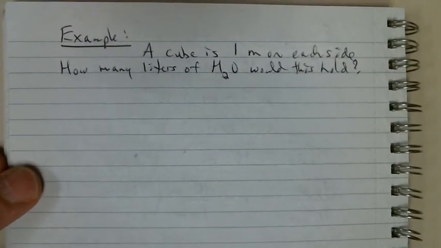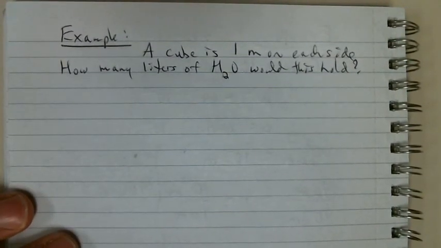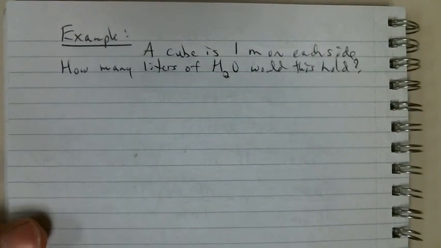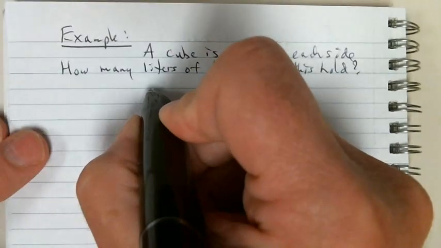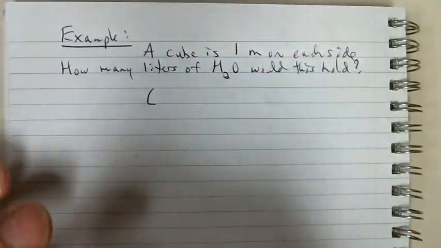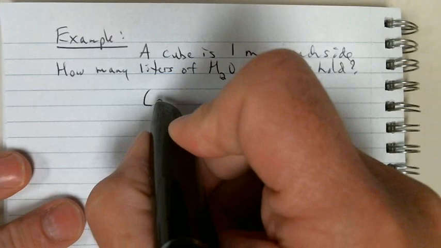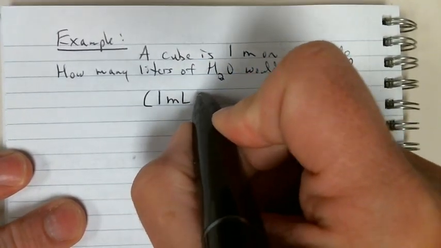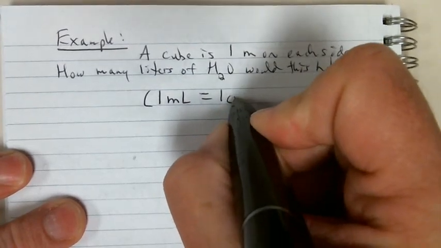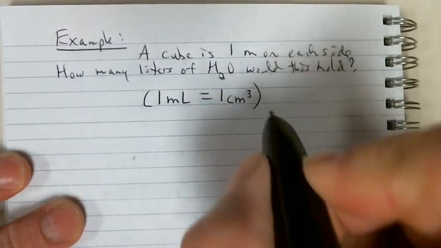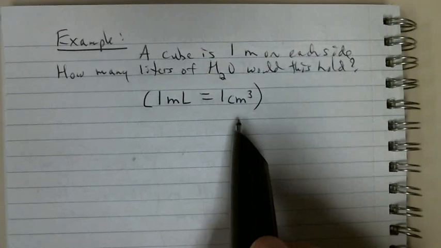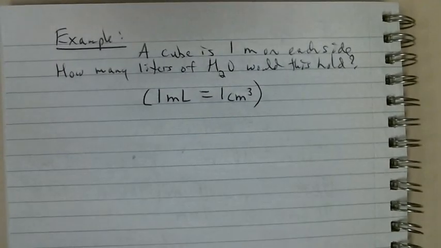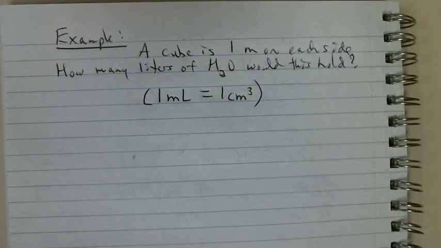And we need to know something about meters and liters in order to be able to do this, right? So the conversion factor, or the definition that you'll be asked to know, is that 1 milliliter is equal to 1 centimeter cubed, right? So length cubed is a volume. So 1 centimeter cubed is 1 milliliter. That's just the definition back and forth.